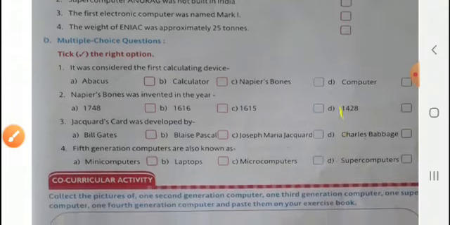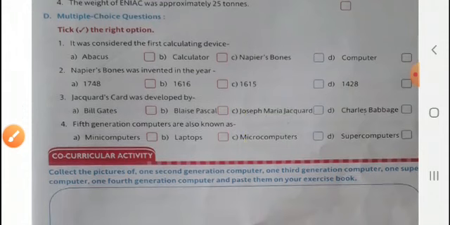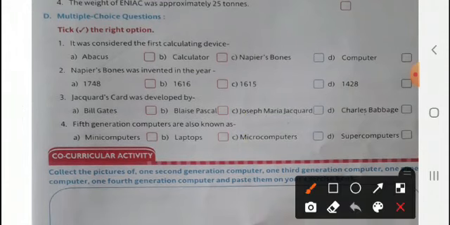Now coming towards our MCQs: false, false, true, false. Okay. Now come on D part. Here, see, it was considered the first calculating device. Which one? Abacus. Napier's bones was invented in the year 1616. Jacquard's card was developed by Joseph Marie Jacquard. Then fourth one: fifth generation computers are also known as supercomputers.